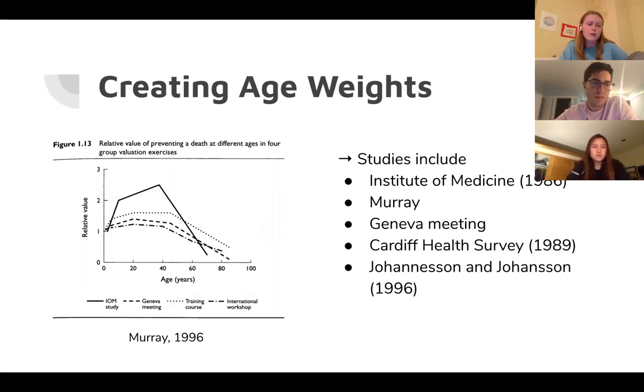You can see all of those graphed out on figure 1.13 on the left side of the screen and see the curve that all of those took on.